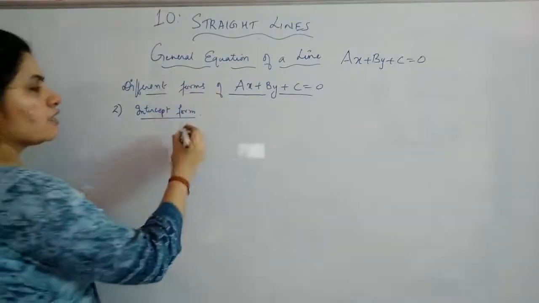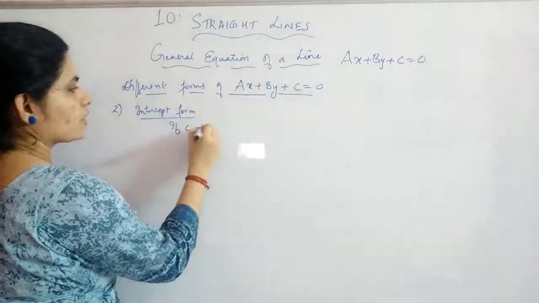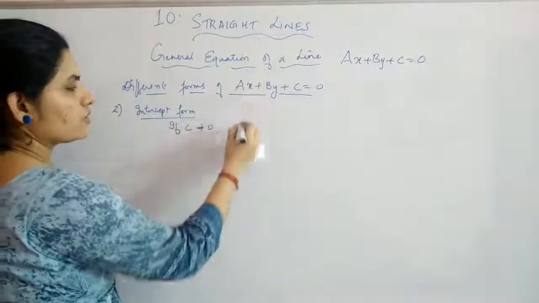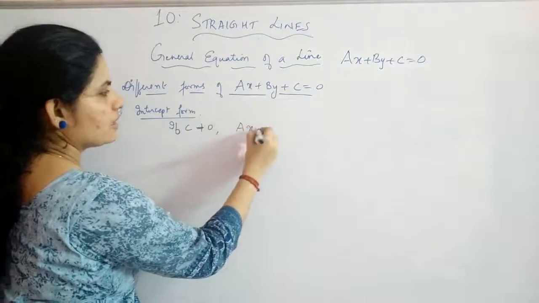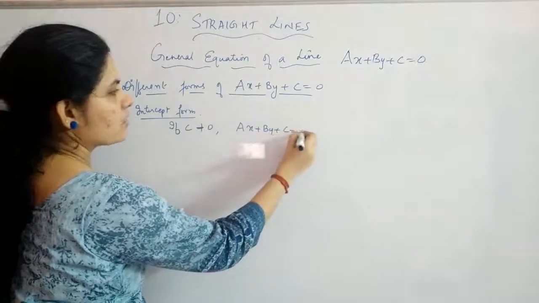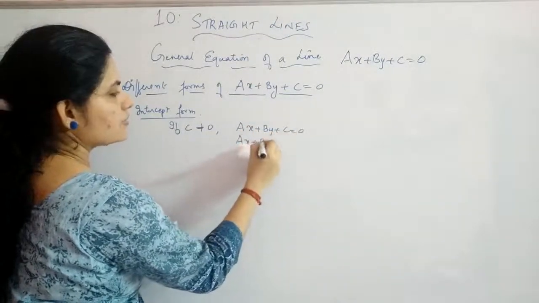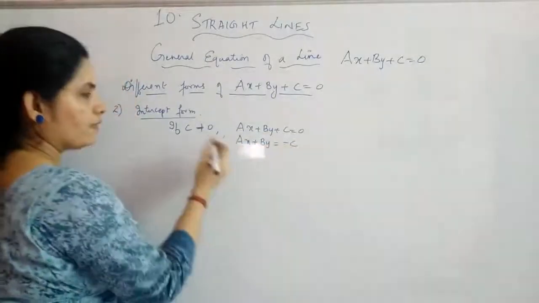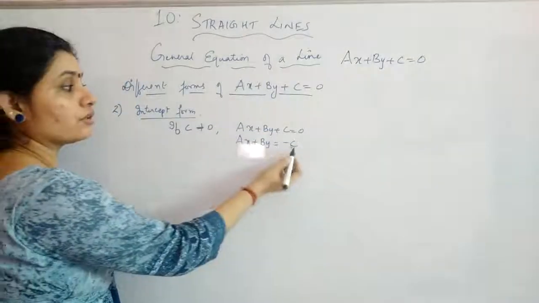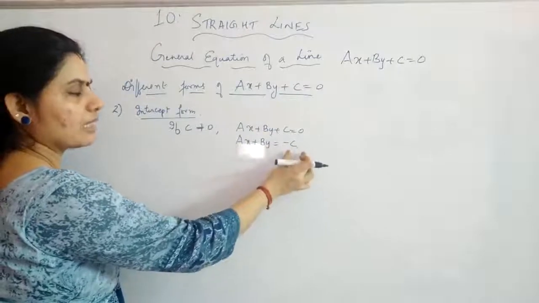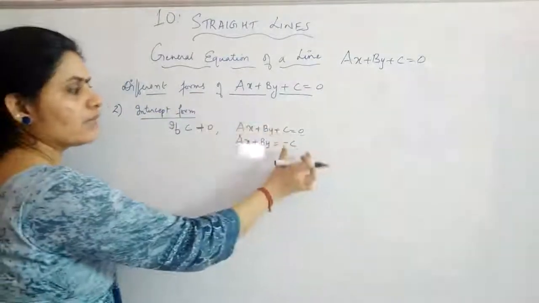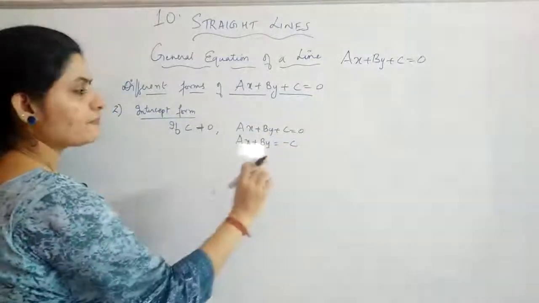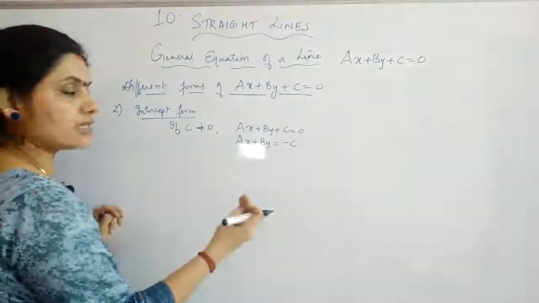Now the first case here: we are taking that c is not equal to 0. If c is not equal to 0, we can write ax plus by plus c equal to 0 as ax plus by is equal to minus c. And why have we taken c not equal to 0? In order to divide throughout by it. That means we are making this into the intercept form, so we have to make the right-hand side 1. x by a plus y by b equal to 1 is the intercept form.